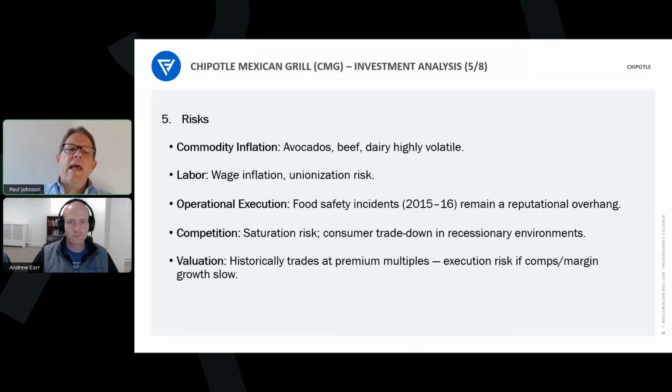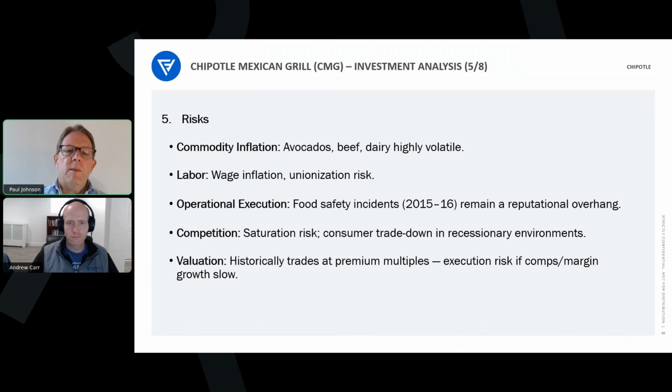All right, competition, saturation risk. That one, I am delighted that came up because I do think that that is the critical issue. It doesn't say it's a critical issue, but at least it lists it. All right, I like that. Consumer trade down in recessionary environment. Also important because fast casual, which we'll see in a minute, is a higher priced menu, a higher priced meal than the quick serve restaurants.